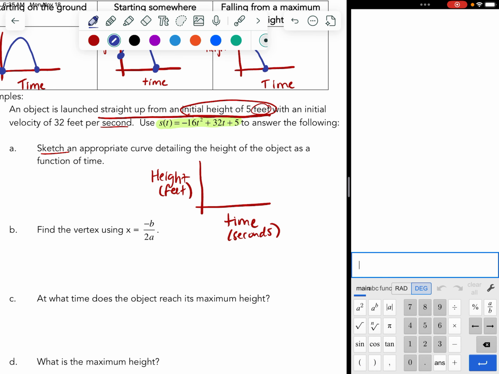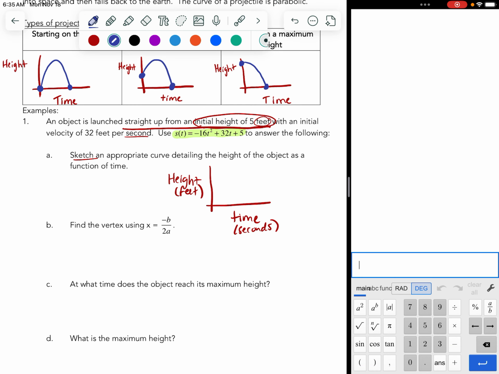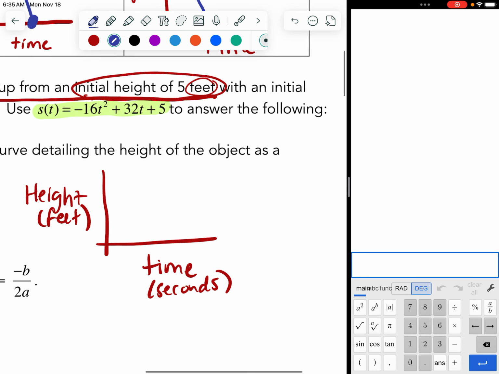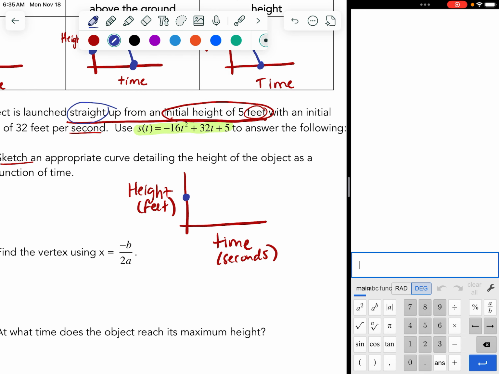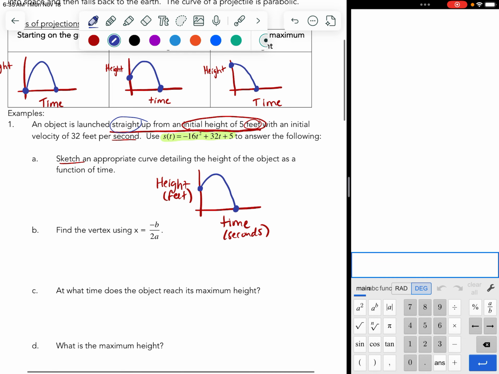Now, of these 3, think about which one that would be. If the initial height is 5 feet, it's not the ground, so it's not the first one. This is going to be starting from some height, and it does say it's launched straight up from there. So it's not the maximum height one, it would be the middle one. So something like that. That's the first part, just sketch it.